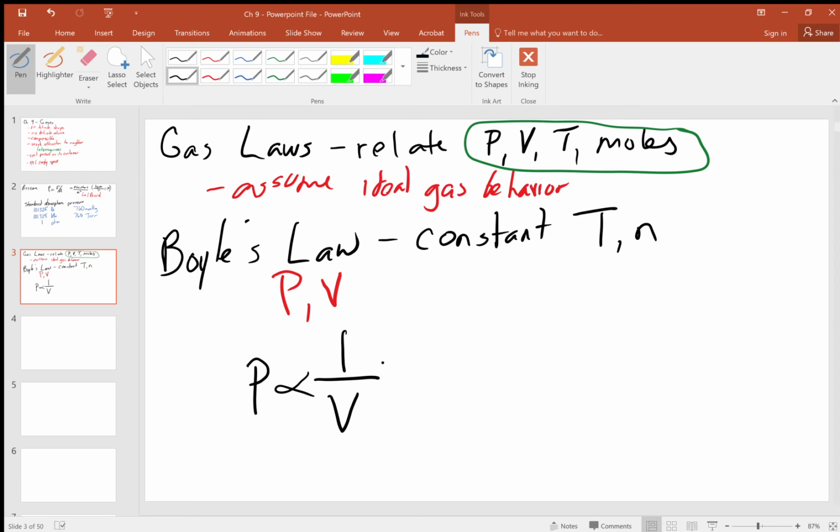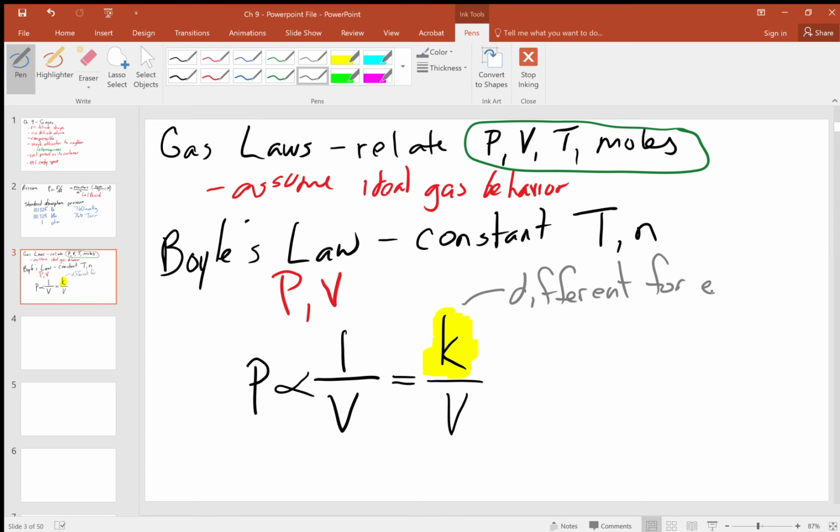And so we can write Boyle's law as the pressure is equal to some constant K divided by the volume. Just one problem here. This constant K is different for every gas. So what we do instead is we're going to solve this equation for K. And we get K is equal to pressure times volume.